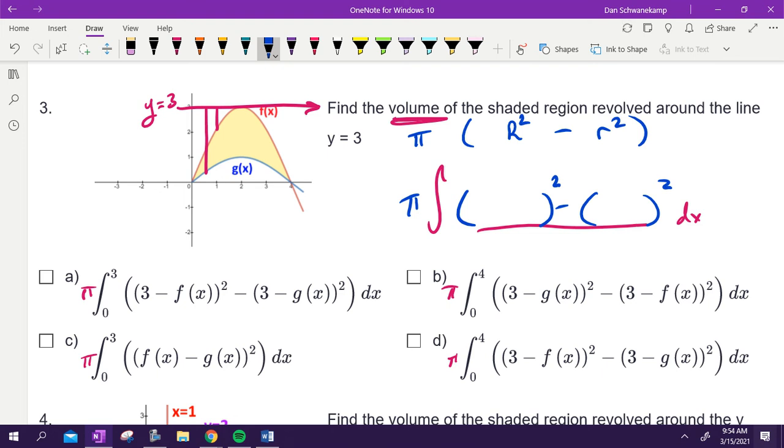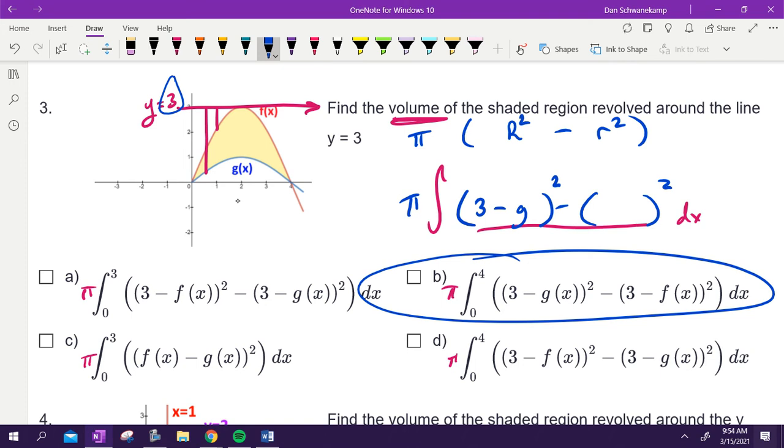The big radius is always going to include the line you are rotating around and the outside line. So we have to include 3, and which line is going to be the outside line, G or F? G. It's further away from 3. That's the outside line. So we go top minus bottom. The only one that it could possibly be is B. 3 minus G of X squared. Okay, we didn't even do the bounds.